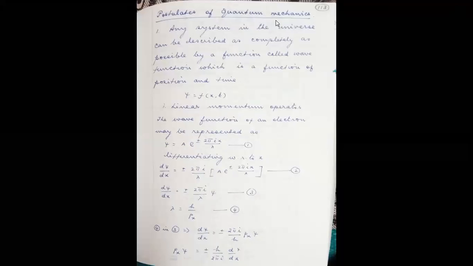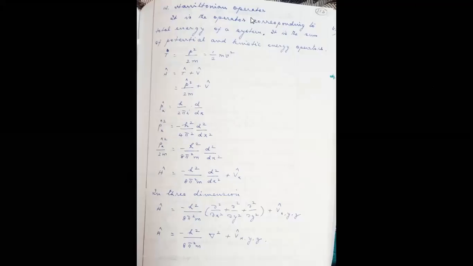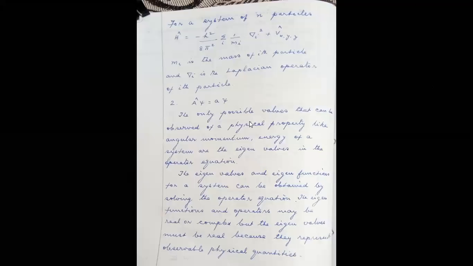Now the postulates of quantum mechanics. The first postulate: any system in the universe can be described as completely as possible by a function called the wave function, which is a function of position and time. In the first postulate, you derive the linear momentum operator from the wave function of an electron. As usual, these are already taught. Then you write the angular momentum operator, which is already discussed, and then the Hamiltonian operator.